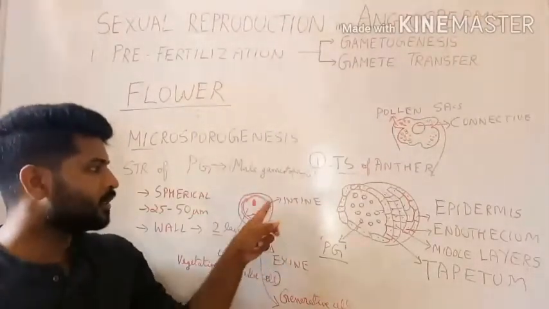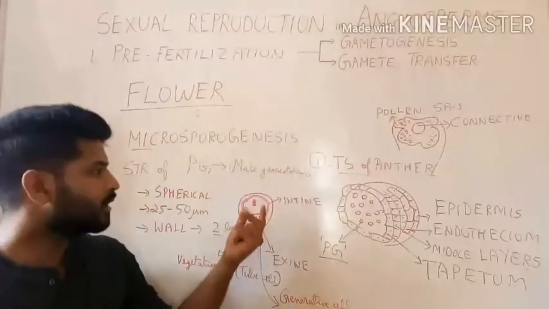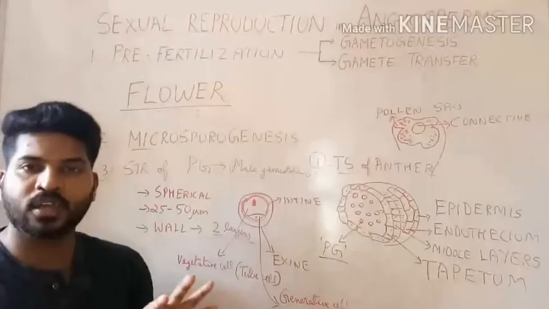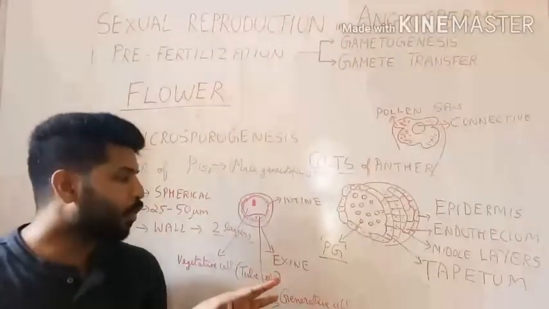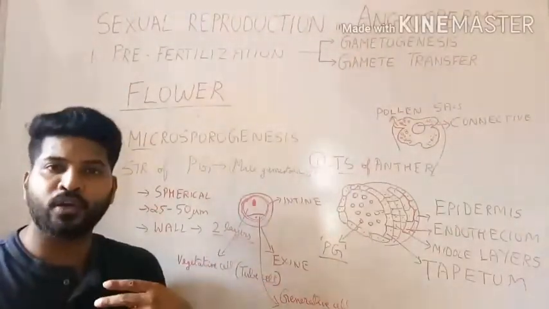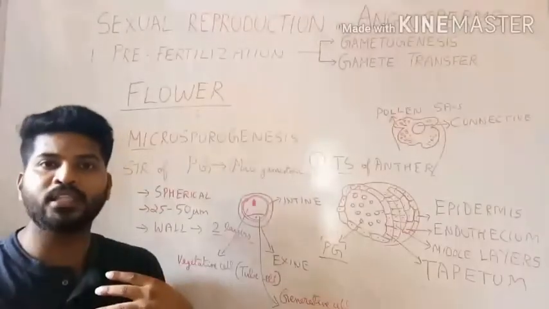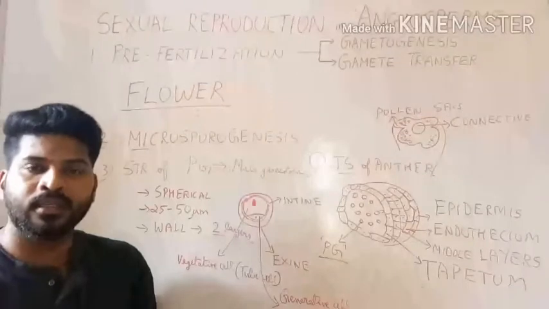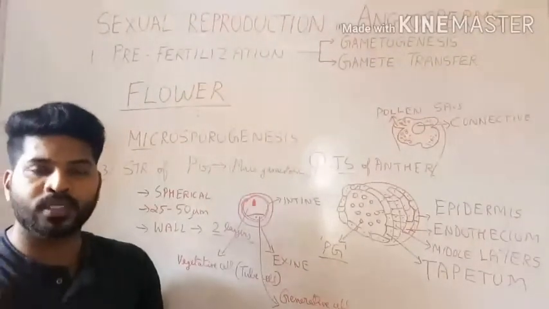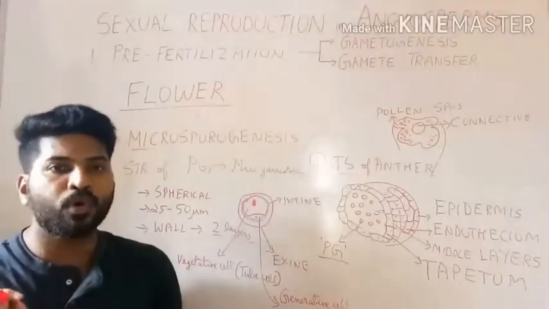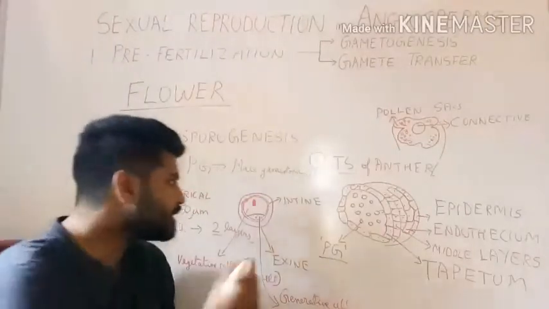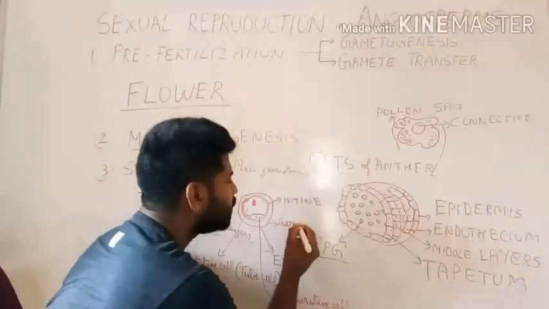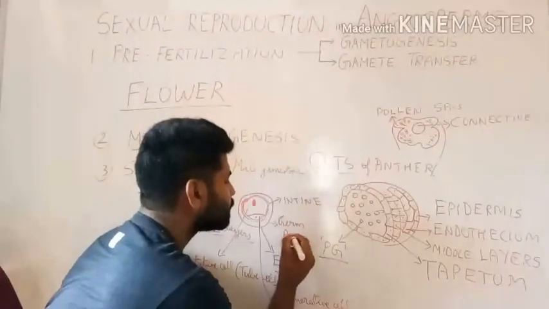Because of this exine layer, the inner contents remain safe, and because of the presence of sporopollenin, these pollen grains can be preserved for literally millions of years as fossils. In the exine layer, there are some pores where sporopollenin is absent. These regions are called the germ pores.